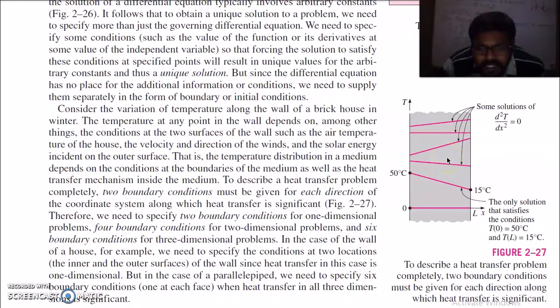To describe a heat transfer problem completely, two boundary conditions must be given for each direction of the coordinate system along which heat transfer is significant. So this is the x coordinate, it means it is one-dimensional heat transfer.